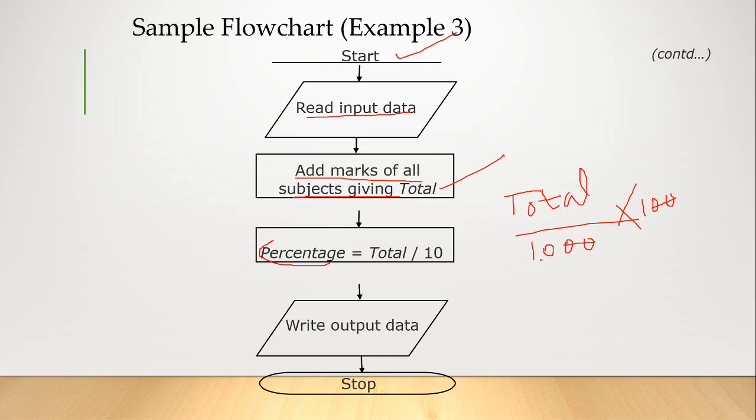So percentage is equal to total by 10 is the percentage obtained, and then we have to write the output data that contains the name of the student, the marks obtained by the student, roll number of the student, and percentage obtained by the student, and then we have to stop.